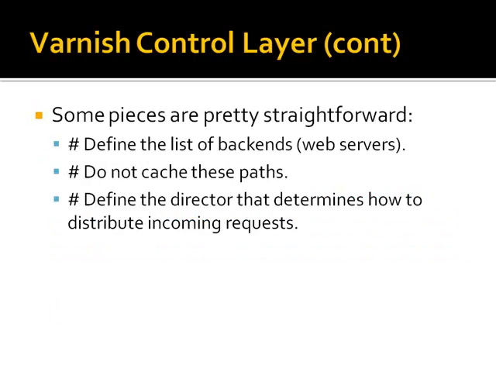We made some key modifications. Some pieces you have to modify are pretty straightforward. And these pound signs are the references in the actual default VCL file, so you can just search for them and find them. The list of backends: where your Drupal server is and how you find it. Don't cache these paths. Define the directory if you're using clustering.